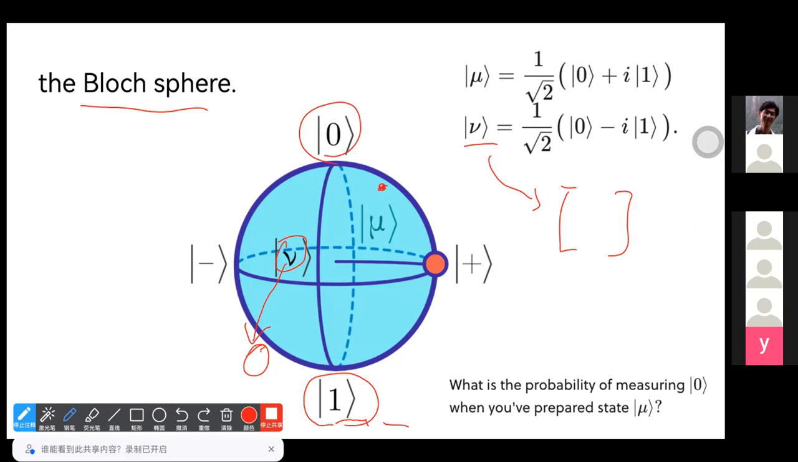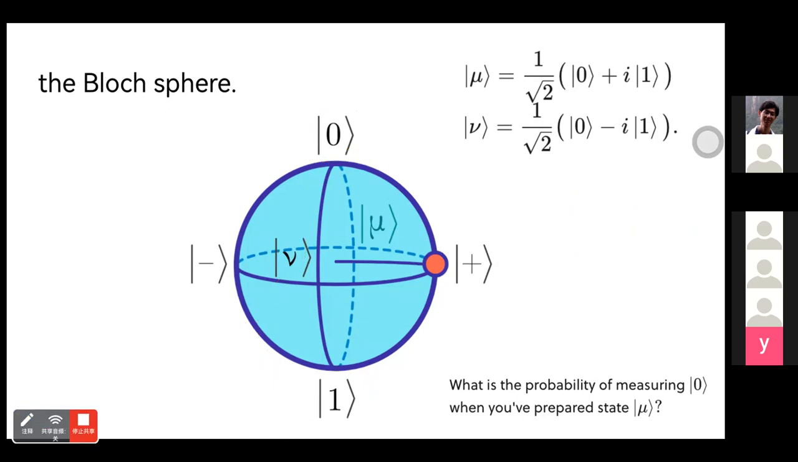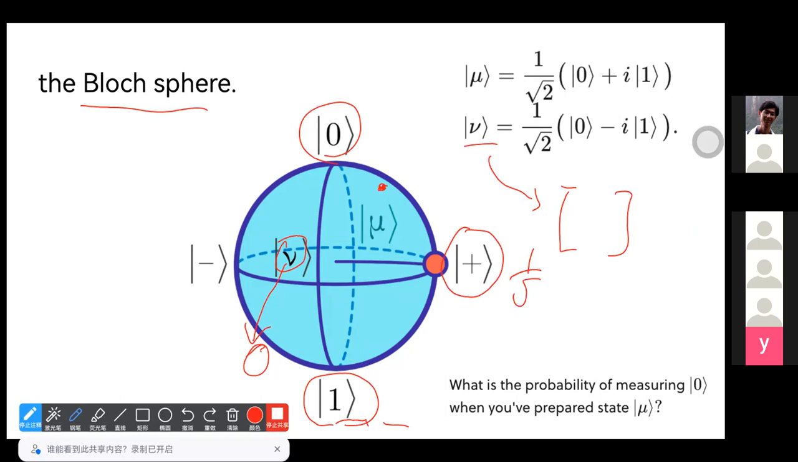Okay, so let's keep going on. Here is the quick question: what is the probability of measuring 0 when you prepare the state of mu? Remember, if we measure the plus state, there will be 50% to go to the 0 state. So I think it is quite similar. The mu state will also have 50% to go to the 0 state. You can just see this formula.